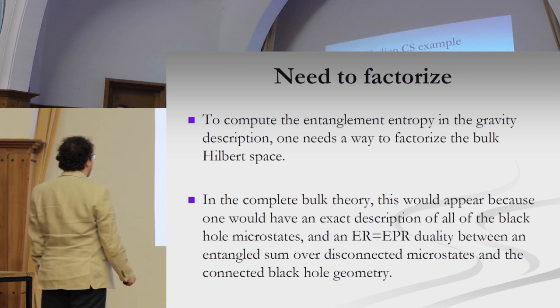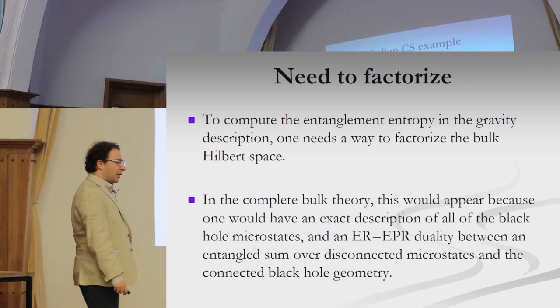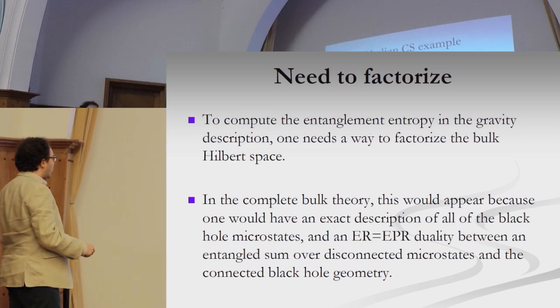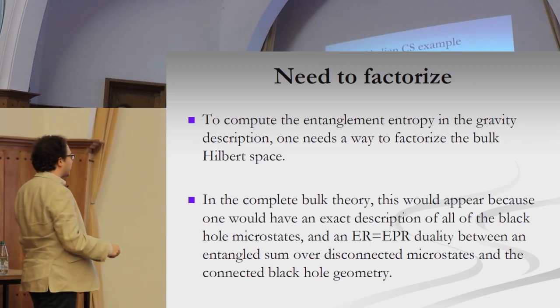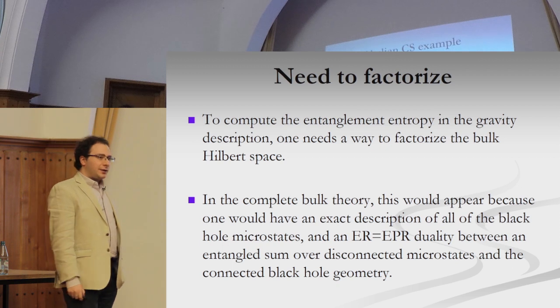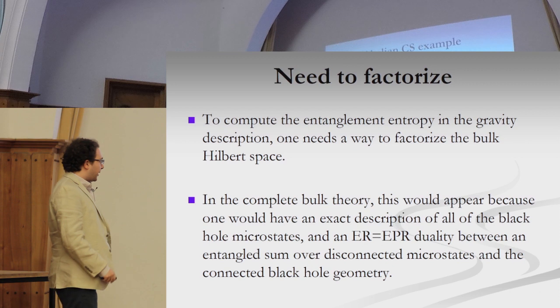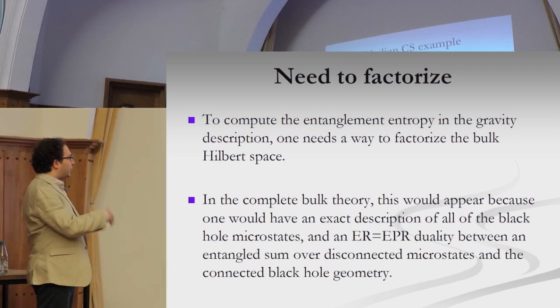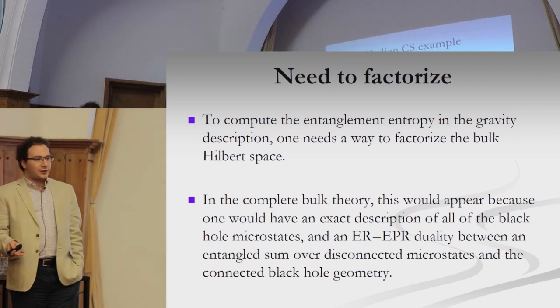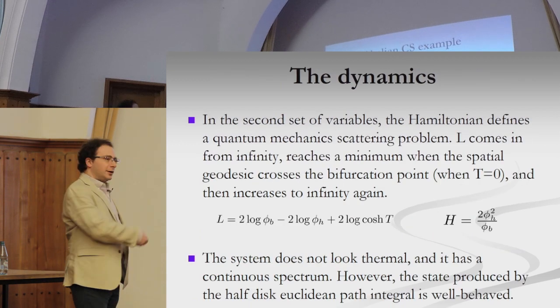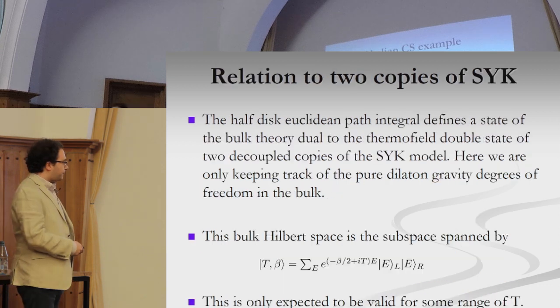Now, of course, if we had the complete theory in the bulk, whatever it is, string theory or the exact theory of quantum gravity, the way it would work is that you would have an exact description of all of the black hole microstates. And then there would be some ER equals EPR type duality between an entangled sum over disconnected microstates and the connected geometry that we're talking about here, that Daniel discussed yesterday.